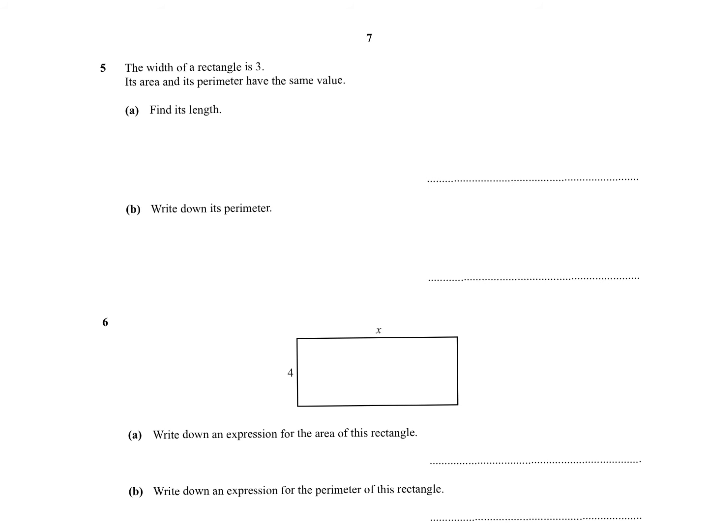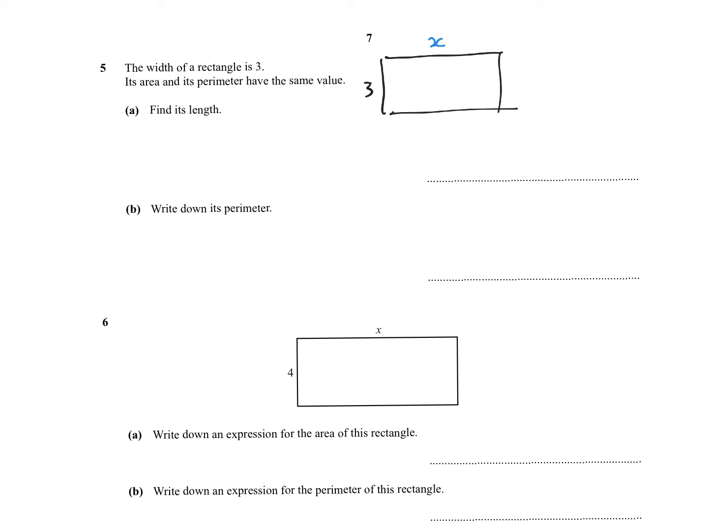So the width of a rectangle, and this is where I would start drawing things out. The width of a rectangle is 3. Its area and its perimeter have the same value. Find its length. Isn't that interesting? Now, down here you've got a bit of a model. So, they didn't give us the length. They didn't really tell us what to do with that.